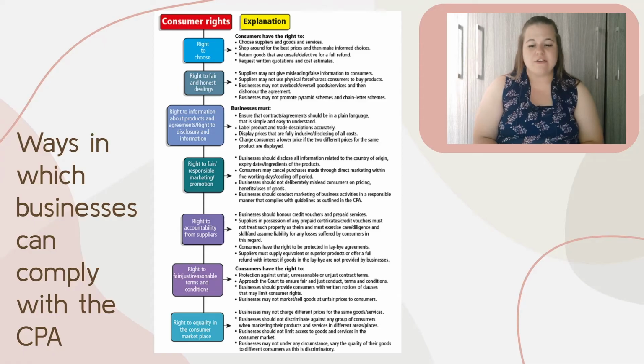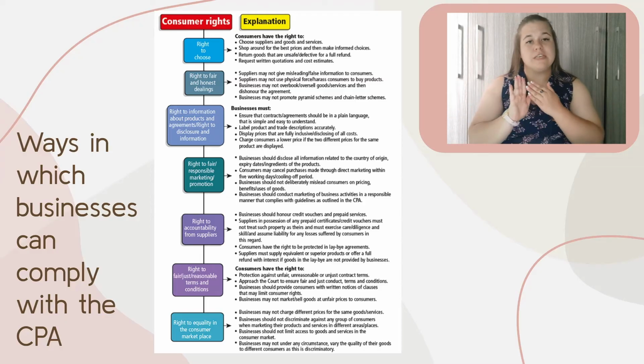Label the product and trade descriptions accurately. Display prices that are full, inclusive of all the disclosing costs. Charge consumers a lower price if the two differing prices are the same for the one that's displayed.